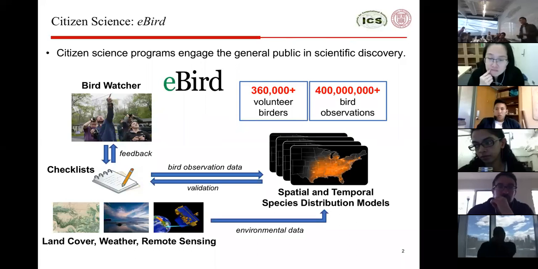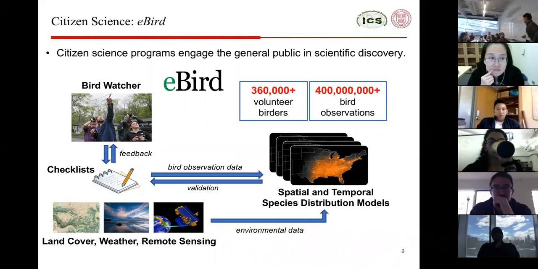So you see that eBird is a very nice example characterizing the notion of citizen science. It actually combines the contribution of the general public into scientific discovery.